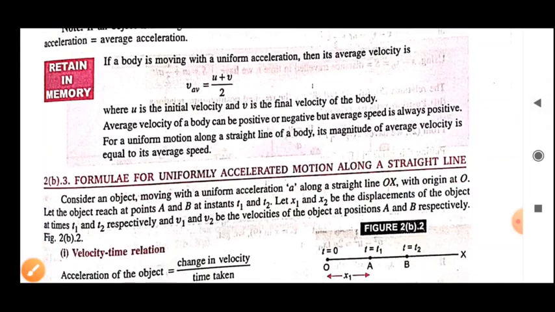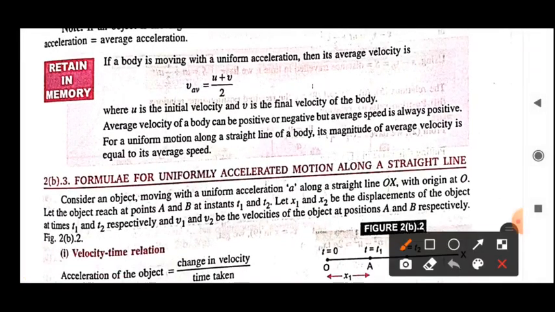Here one important point you can retain in your mind: if a body is moving with uniform acceleration, then its average velocity is this one. Means if acceleration is uniform, then average velocity will be the simple arithmetic mean of the two velocities here, where u is the initial and v is the final velocity.